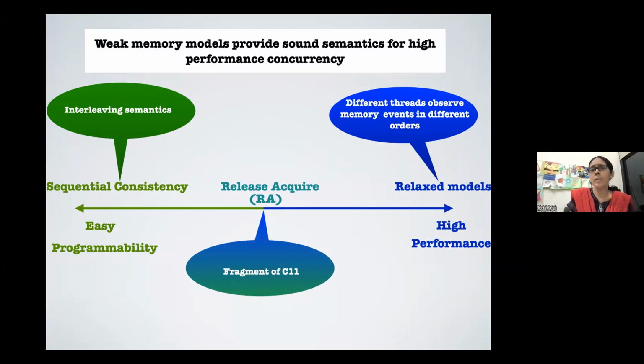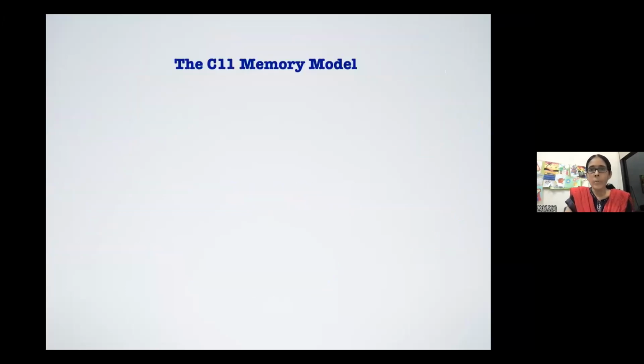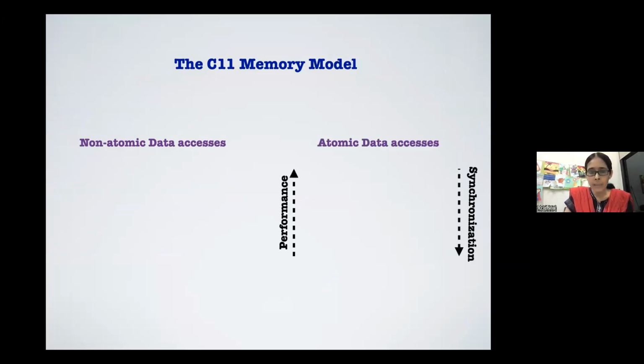Which is also the focus of today's talk, in between both of these we have the fragment called release acquire, which is what we are going to look at today. Release acquire is a fragment of C11. So let's first ask what is C11 and then zoom into release acquire. The C11 memory model has two parts. On one hand, it has what are called non-atomic data accesses. These are the traditional data accesses which are not thread safe. On the other hand, we have the atomic data accesses.